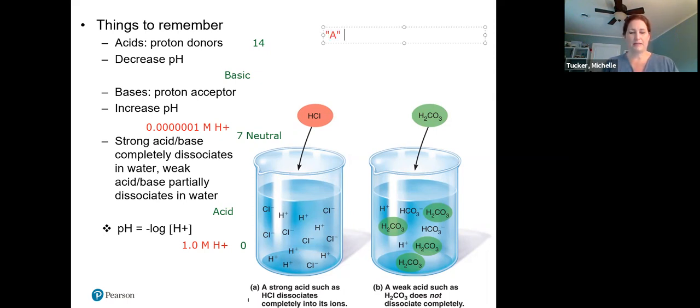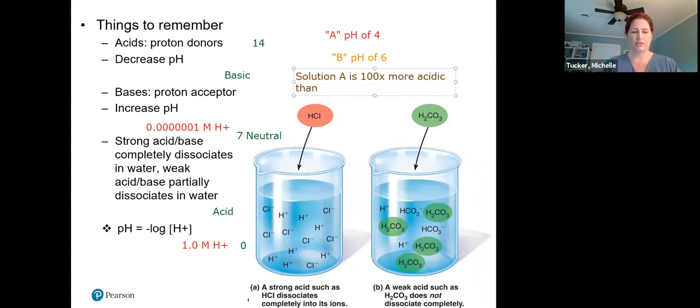So if we look at solutions, solution A is going to be a pH of 4. Solution B is a pH of 6. And then we have solution A is 100 times more acidic than solution B.